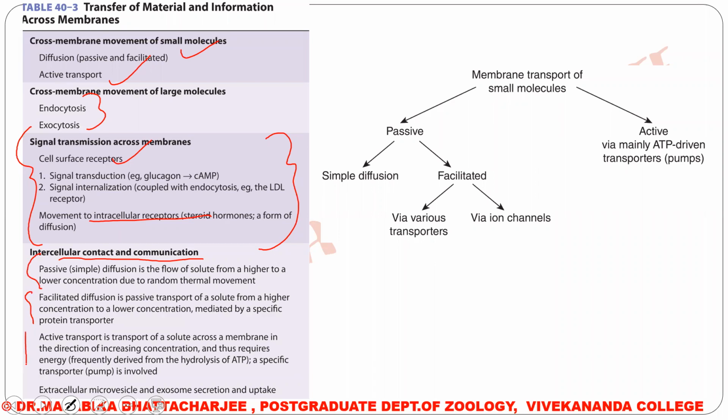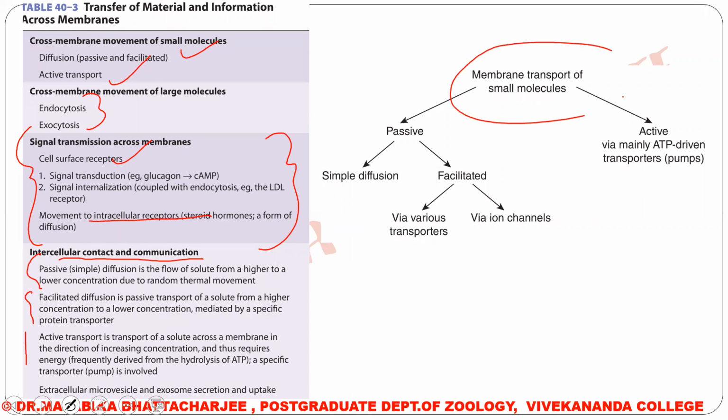Active transport is the movement of solute across a membrane in the direction of increasing concentration. So that is against the concentration gradient, and thus it requires energy. And in most cases, as I said, a specific transporter has to be involved, or pumps. And coming to extracellular, last is the extracellular microvesicle exosome secretion. We'll talk later on about the movement of larger particles.